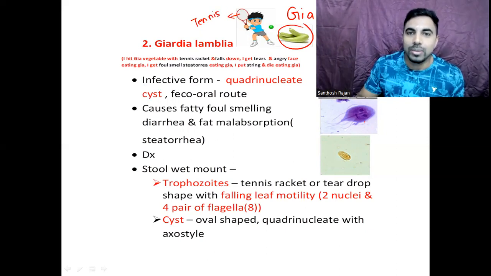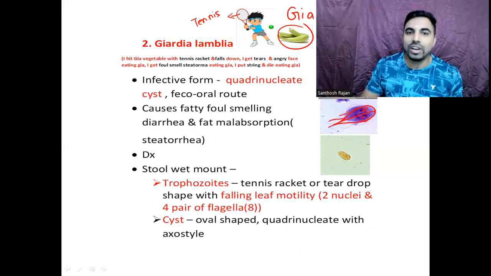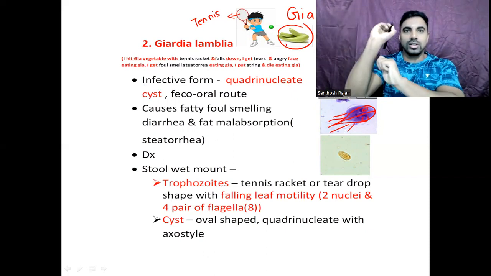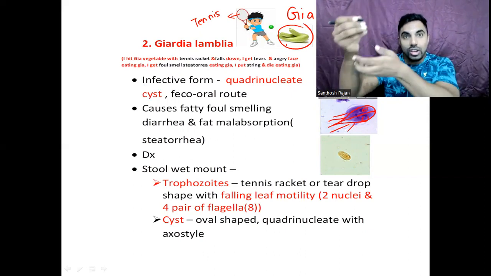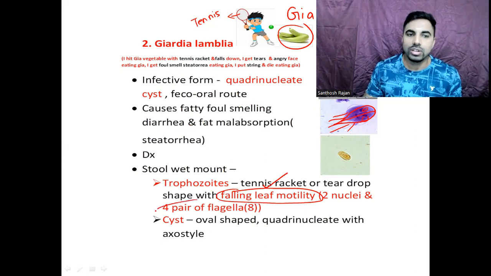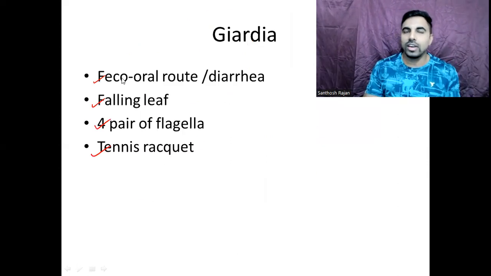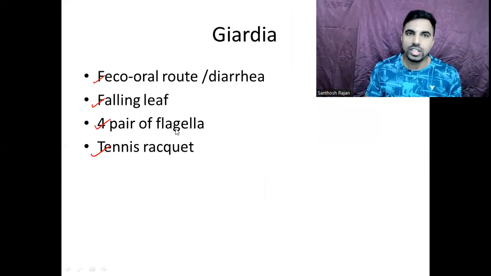Because you see here, it is exactly like a tennis racket, right? With the two eyes, and there are four pairs of flagella also, you can see. So eight flagella with two nuclei. Why do I say I hit the Giardia with the racket? Because of falling leaf motility: it's falling. Falling leaf motility was there, and that's also right. Four pairs of flagella, that's also right. We talked about all this in our previous discussion. Another thing is it causes steatorrhea. I don't know exactly what the question was, but if these things were there, they are right: fecal-oral route diarrhea, falling leaf motility, four pairs of flagella, tennis racket appearance.